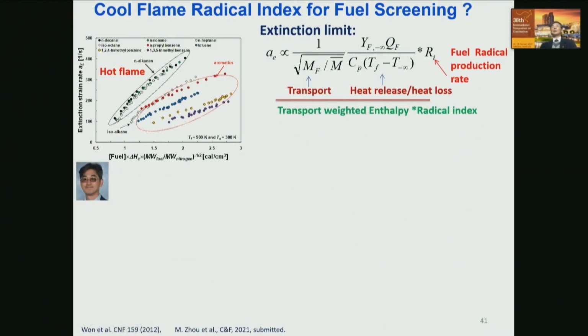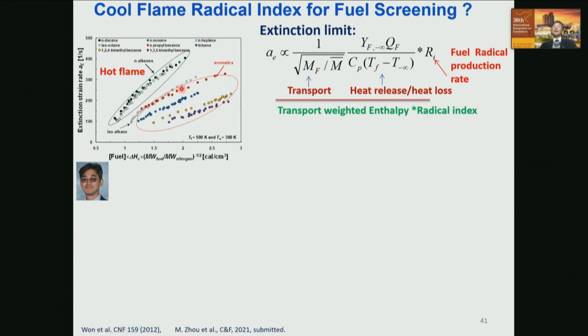So the next question I'm going to ask is how does the cool flame help fuel screening? For extinction limit, the extinction limit is a function of transport and the ratio of heat release normalized by heat losses, multiplied by the reactivity. If you define that factor as the transport weighted enthalpy, and you plot the extinction limit against the transport weighted enthalpy for high temperature flames, you can see all alkanes form a single line because the high temperature reactivity is the same.